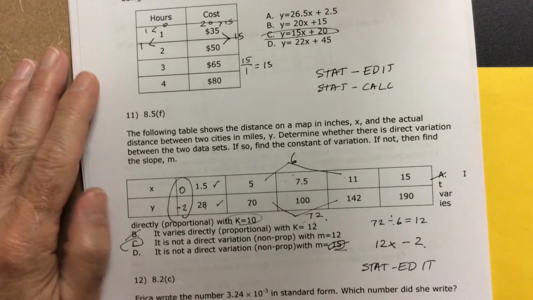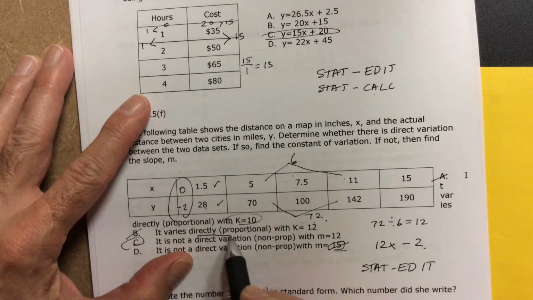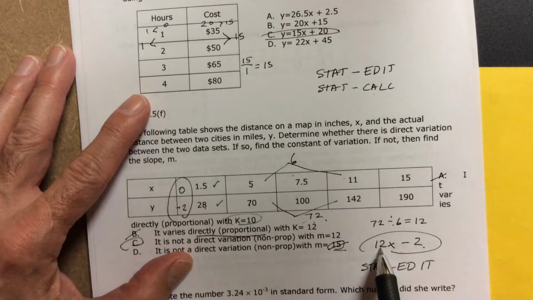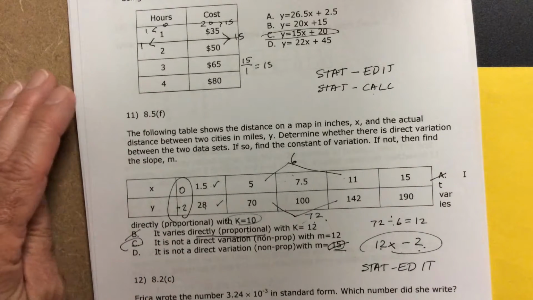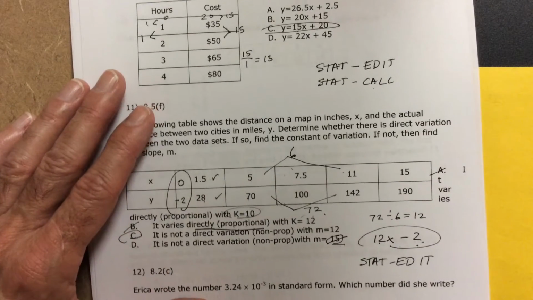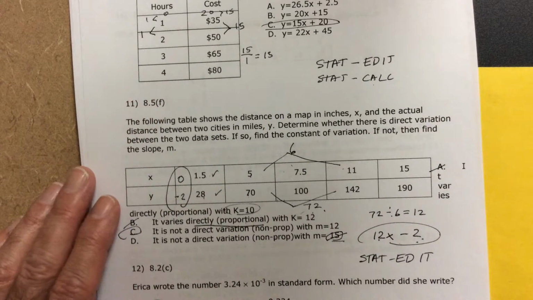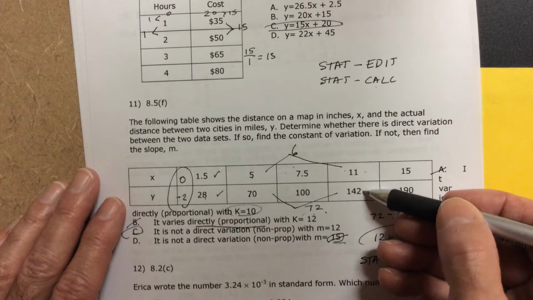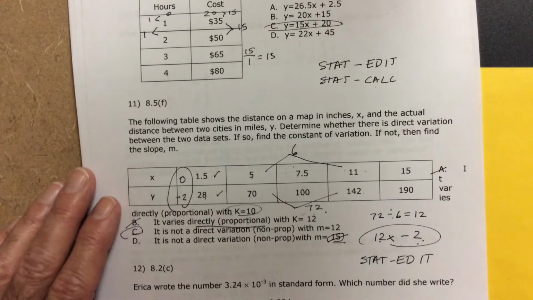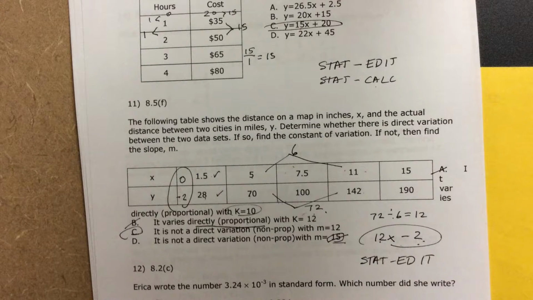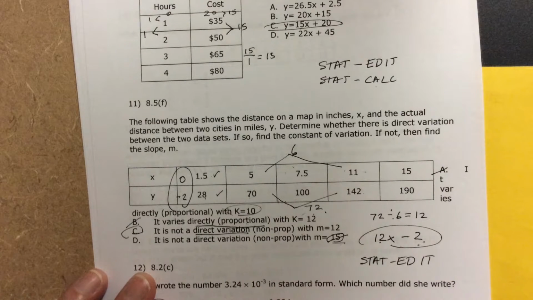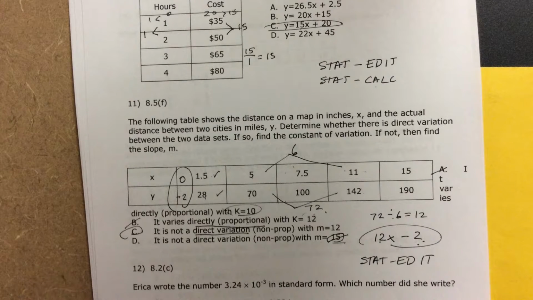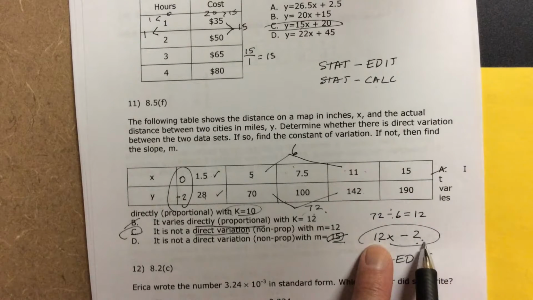So the only difference between B and C is B says it's directly proportional. Well, if you've got a slope and a y-intercept, it's impossible for it to be proportional. Proportional equations always go through the origin. And if you did all of these, 142 divided by 11, 190 divided by 15, if you did y divided by x, they would be all over the place. It's not proportional. It is not a direct variation. Correct answer was C. So that was a really bad one. If you have two numbers, it's not proportional.